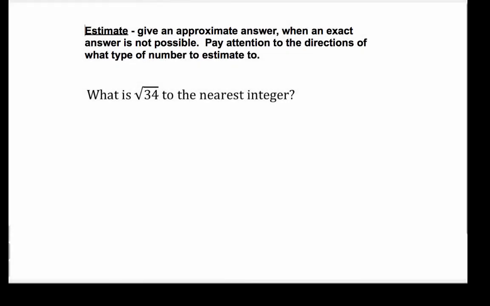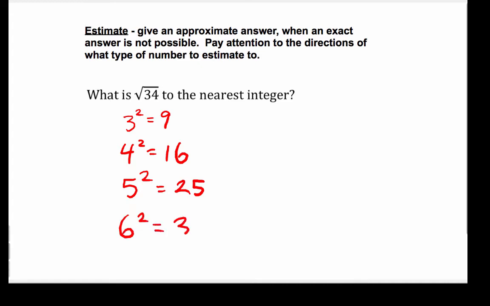So we can estimate a square root, give an approximate answer when an exact answer is not possible. So what is radical 34 to the nearest integer? Well, this is where our knowledge of the perfect square numbers is going to come in handy. All right, so we're looking for the square root of 34. Well, we know that 3 squared is 9, 4 squared is 16, 5 squared is 25, and 6 squared is 36.